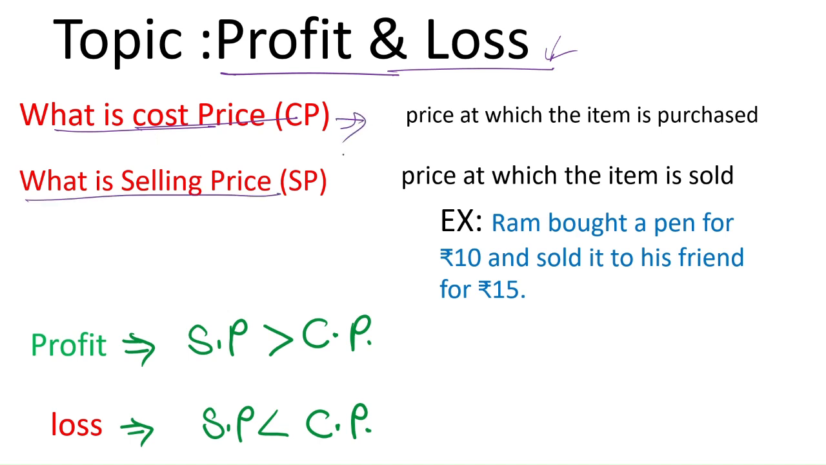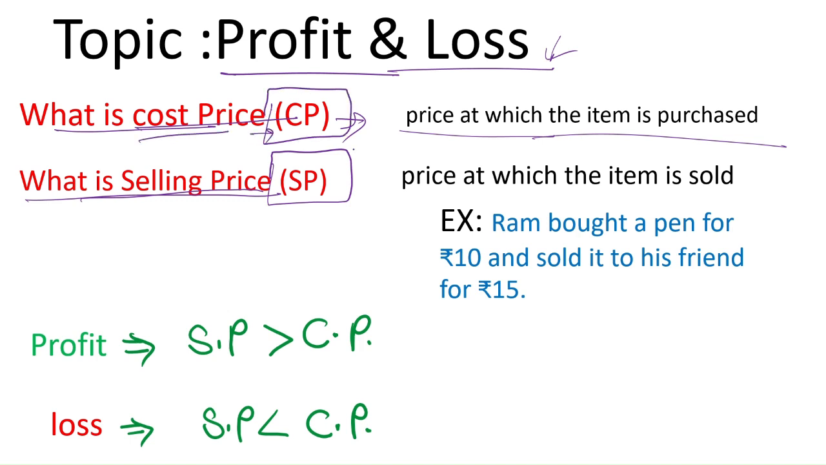Cost price means price at which the item is purchased, and selling price we note as SP in short, and cost price as CP. Okay. What is SP? SP means selling price, price at which the item is sold. Now we understand this example.